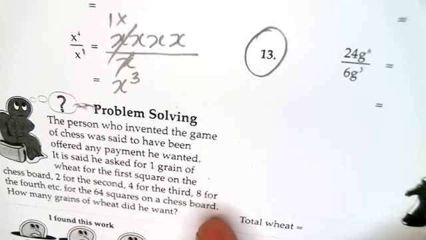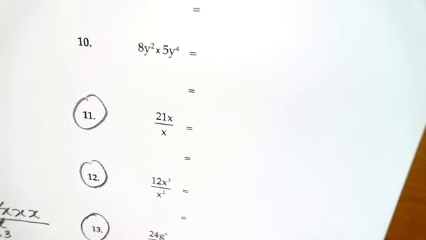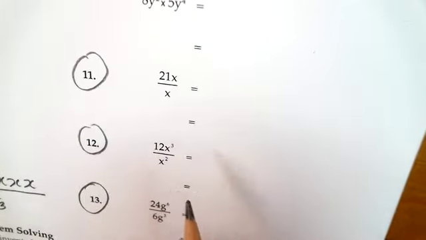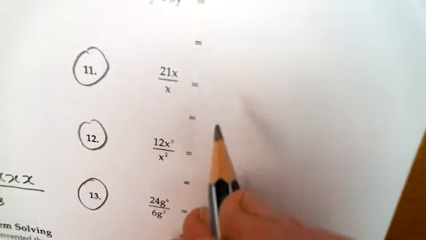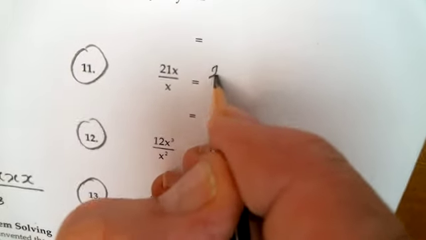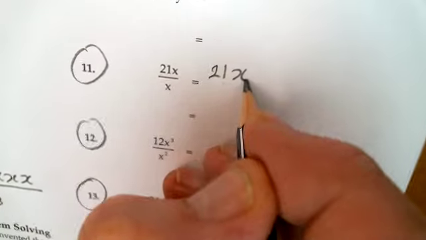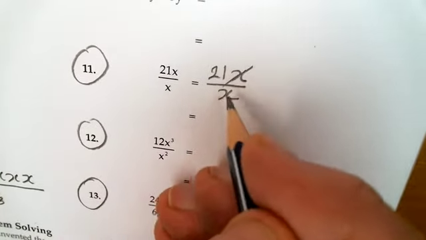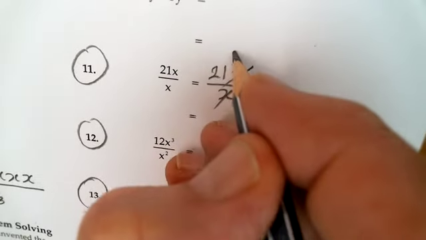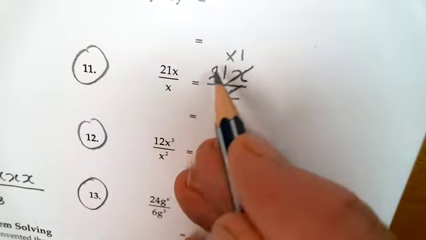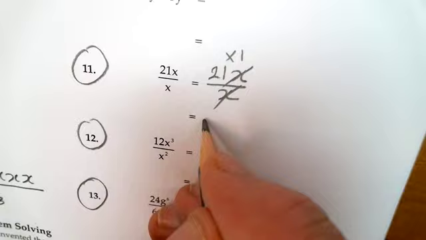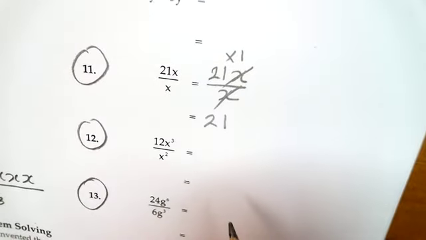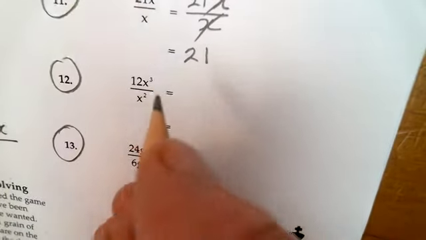All right, let's take a look at the next one. This is 21x divided by x. So I've got 21 times x divided by x. And now I can say, well, x divided by x is 1. So I've got 21 times 1. And 21 times 1 is just 21. And there's my answer.